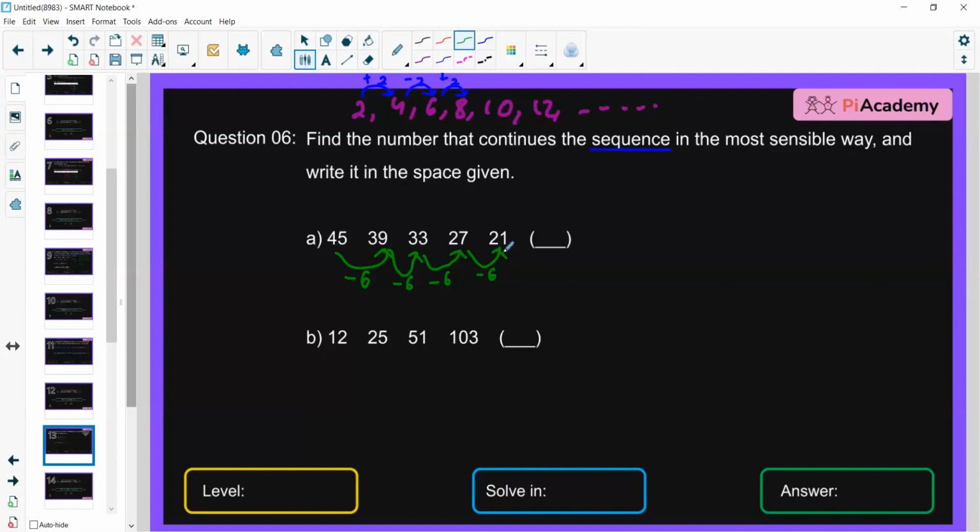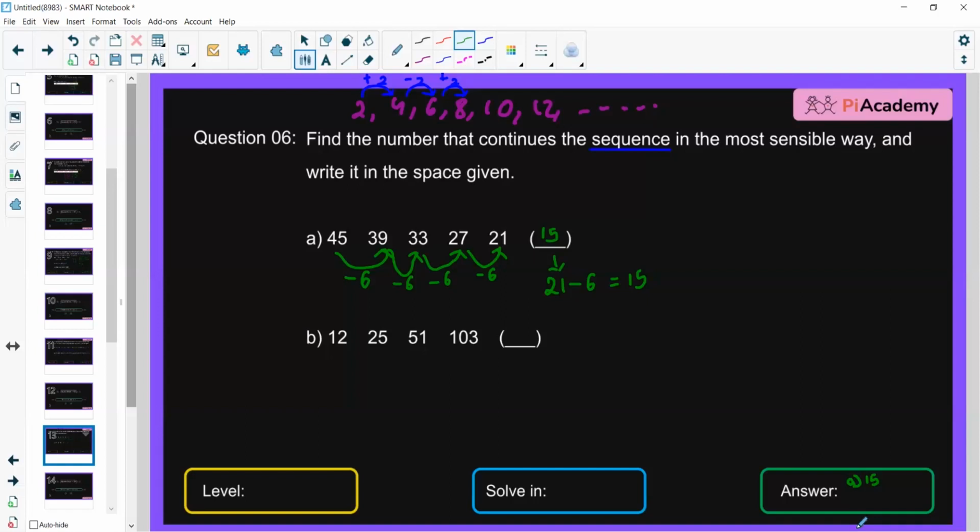So of course, what will be the next number? This will be 21 take away 6, which is 15, right? So the answer for option A is 15. Similarly, we have another sequence with the numbers 12, 25, 51, 103, and so on.